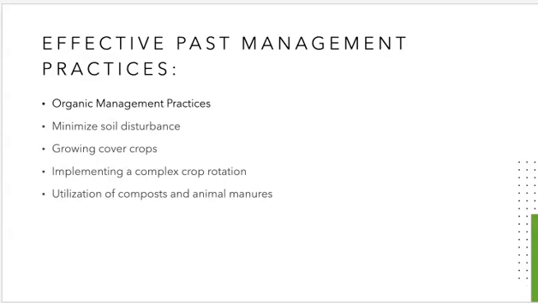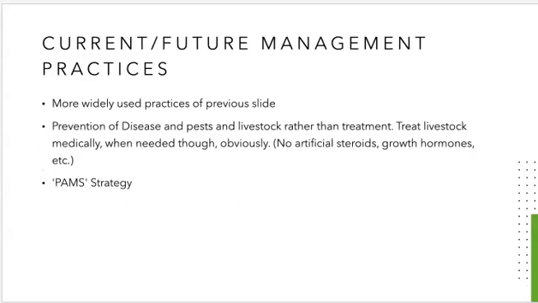Other practices include minimizing soil disturbances, cover crop usage, implementing a complex crop rotation, and compost and animal manures for fertilizer. Current and future management practices, more widely used practices from previous slides, and usage of tools from previous slides as well.